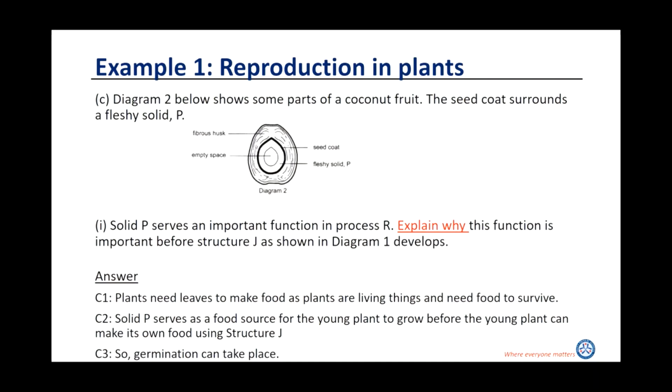The answer is, for the concept, plants need leaves to make food, as plants are living things and need food to survive. For the connection, solid P serves as a food source for the young plant to grow before the young plant can make its own food using structure J. To conclude, so germination can take place.